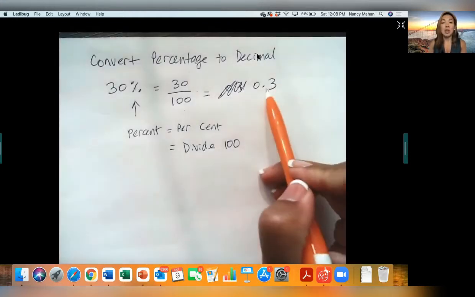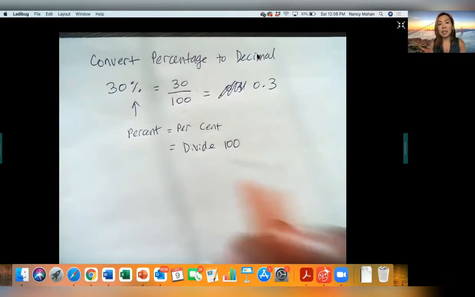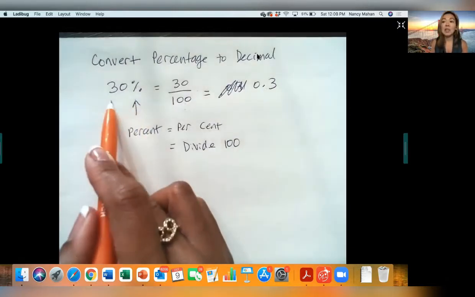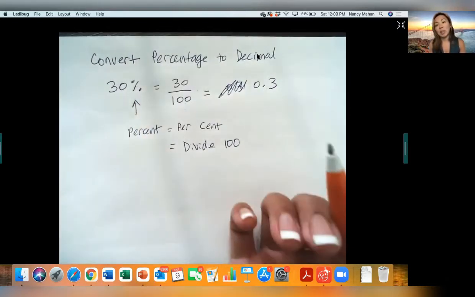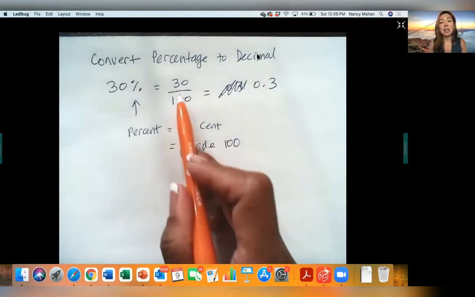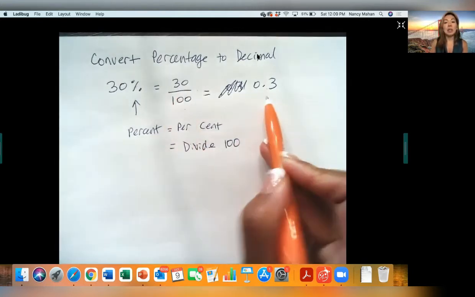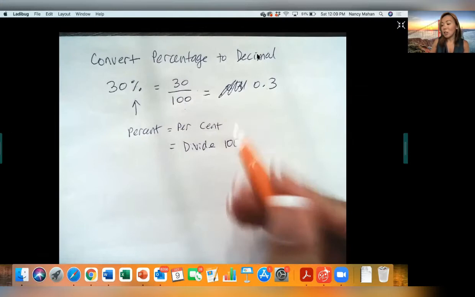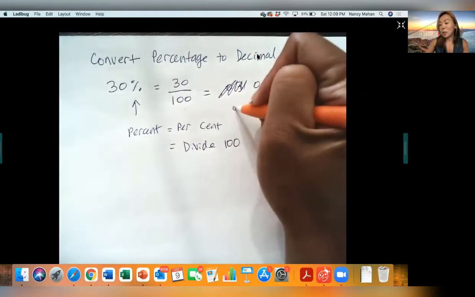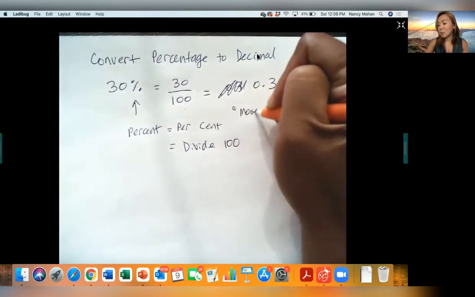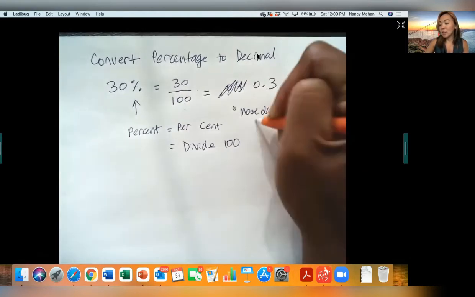0.3 there. So I know a lot of you guys remember it as move the decimal twice to the left. I want you to understand why you're moving it twice to the left. The reason is because you are dividing by 100. When you divide by 100, you get this answer. So again, one way of thinking about it is move the decimal twice to the left.